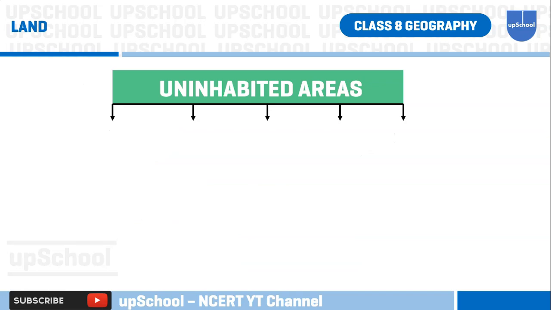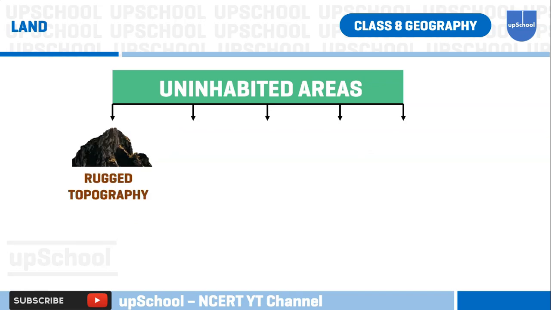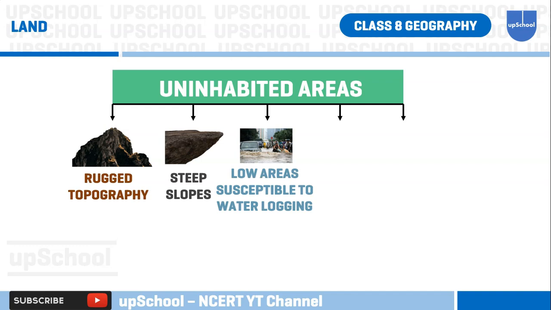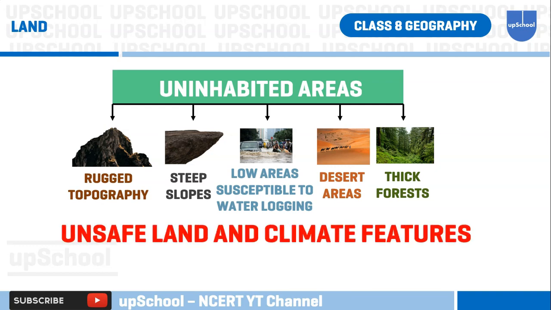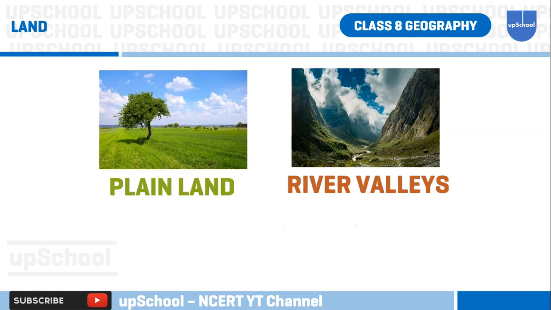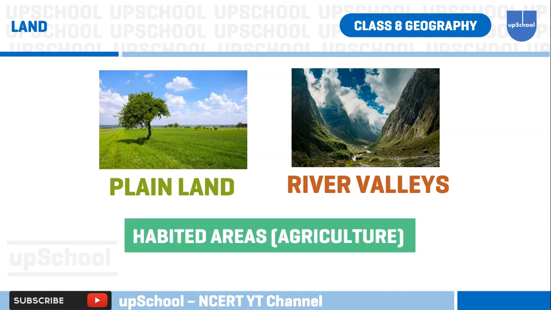Examples of uninhabited areas are rugged topography, steep slopes, low areas susceptible to waterlogging, desert areas, and thick forests. The reason why this land is uninhabited is due to the unsafe land and climate features. Land such as plains and river valleys are inhabited areas which are suitable for agriculture, because the land and the climate are more suitable for more people to live in.